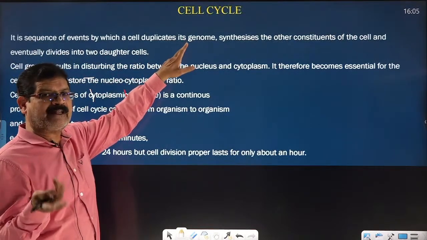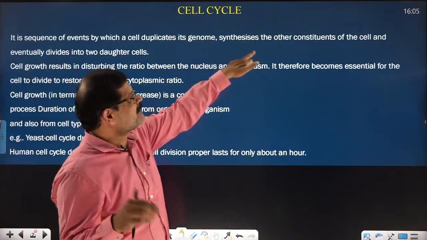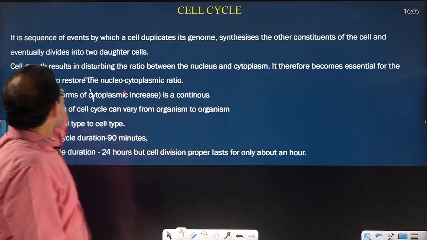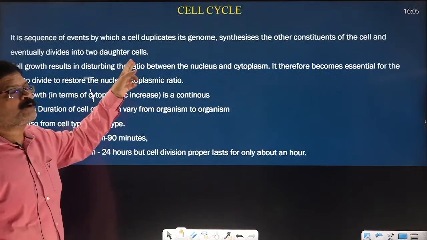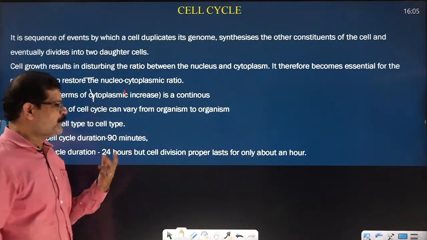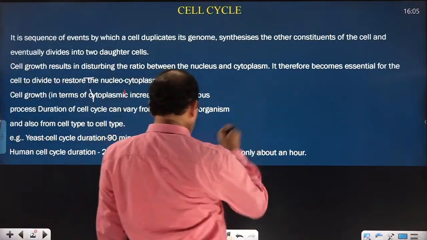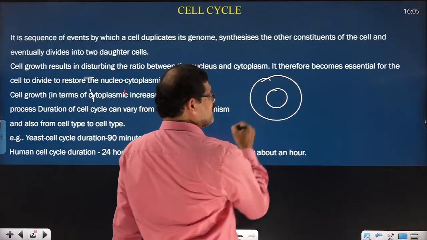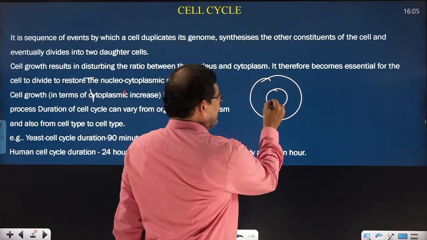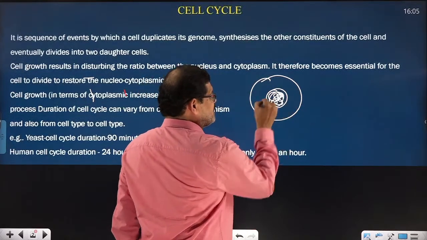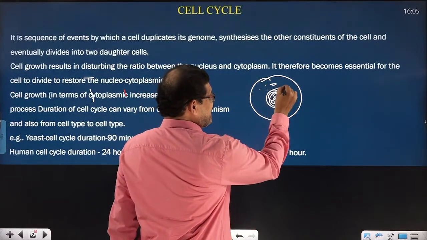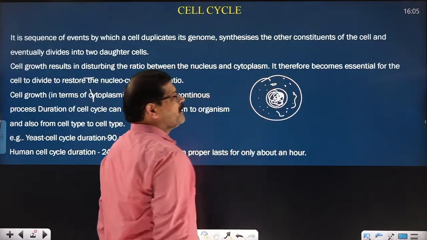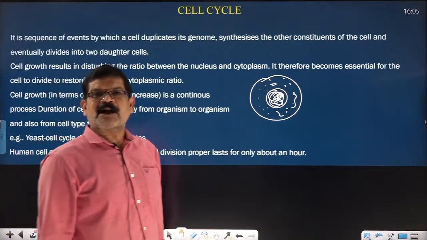Cell will duplicate its genome, synthesize the other constituents of the cell, and eventually divide into two daughter cells. We know if you take any kind of cell, what are the things which are present in a cell? Cell is there, a nuclear part, the nuclear membrane is there, and you find the chromatin material present. There are certain cell organelles which are present inside the cell or suspended in the cytoplasm. The various kinds of things which are present here.